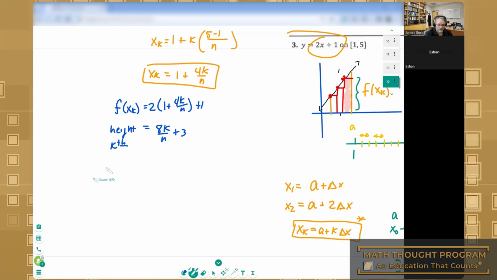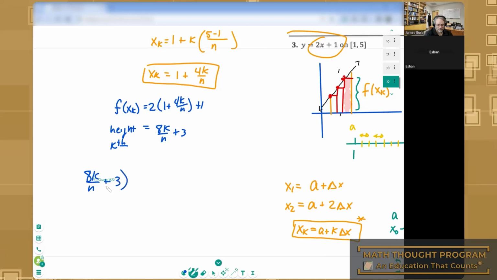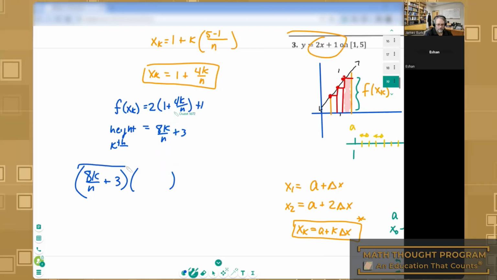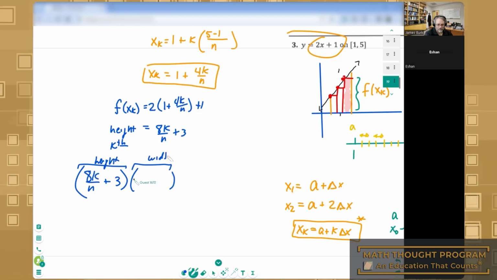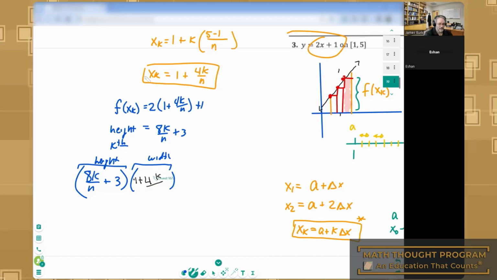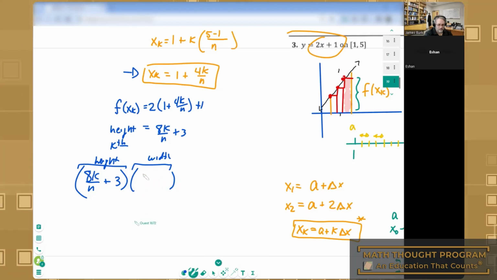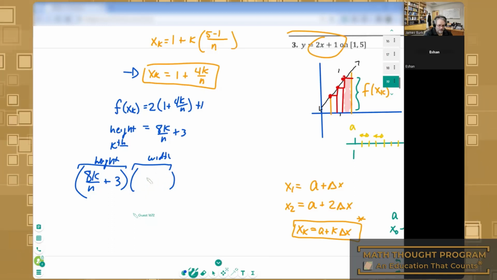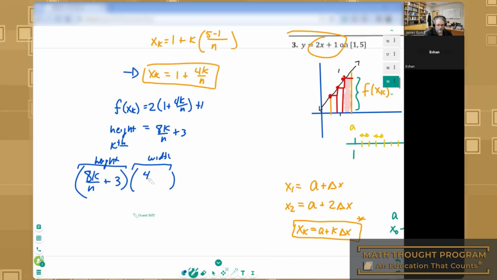Then, after I have the height of the kth rectangle, if I want to find the area, what would I do next? Multiply by the width. Yeah. And that width, that's going to be our delta x. Not that right there. That is the location of the kth x value. So the width, that's going to be our delta x, which in this case is 5 minus 1 over n, or in other words, we're going to have 4 over n.